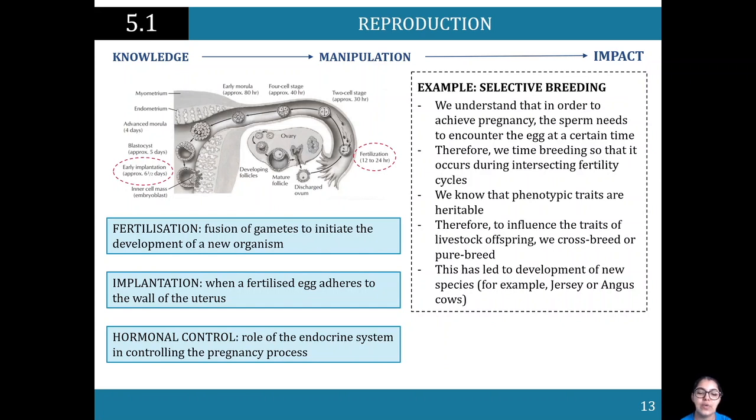So what we do is that we know that in order for pregnancy to occur, the sperm needs to encounter the egg at a certain time. And what we do in order to achieve that is that we time breeding so that it occurs during the intersecting fertility cycles. And we do that because we know that the phenotypic traits, for example, of two different organisms are heritable, so will be passed on to the offspring.